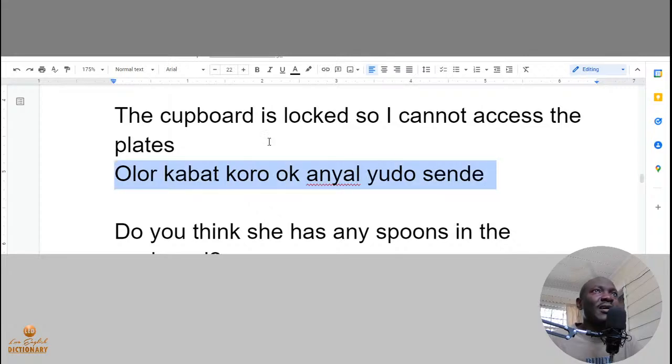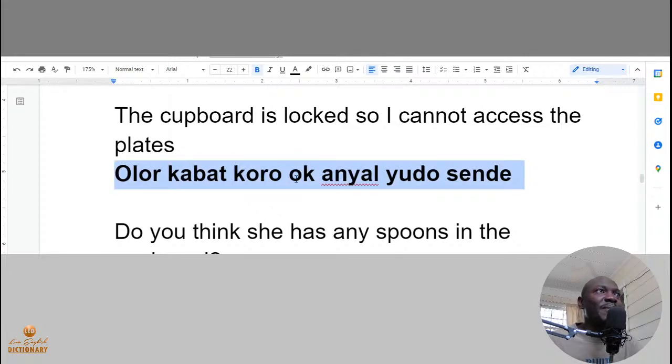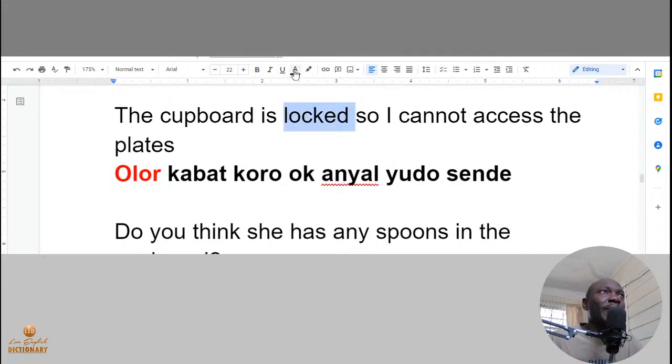So the cupboard is locked, so I cannot access the plates. Olor. So the act of locking the cupboard is loro. Remember that is loro. That is locked, okay? So the cupboard is locked.